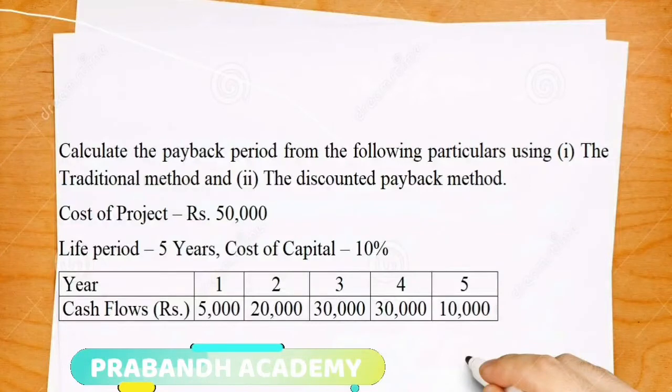Calculate the payback period from the following particulars using the traditional method and a discounted payback method. Cost of project rupees 50,000, life period 5 years, cost of capital 10%. So in this problem they give 5 years cash flows. Year 1 5,000, year 2 20,000, year 3 30,000, year 4 30,000 and year 5 10,000.